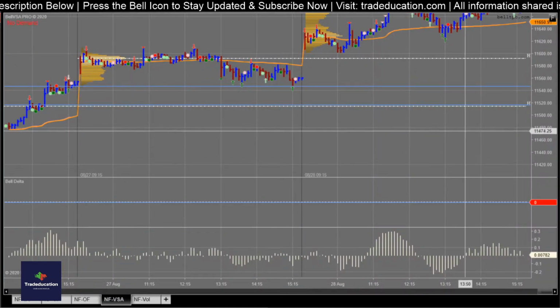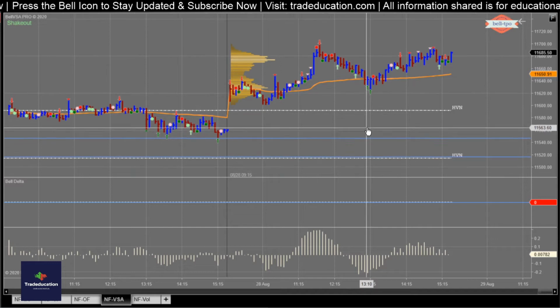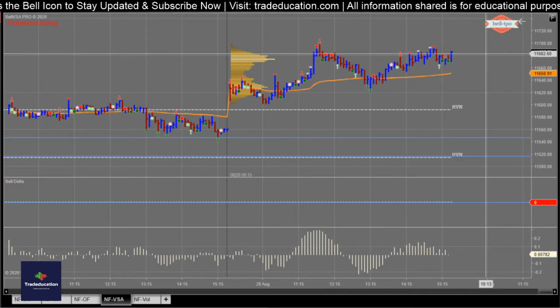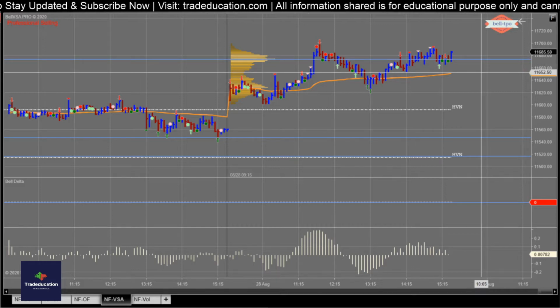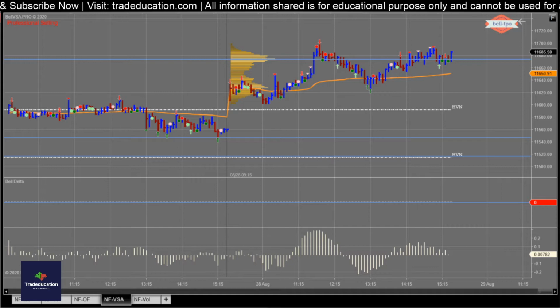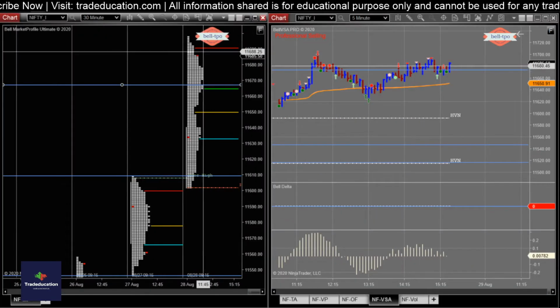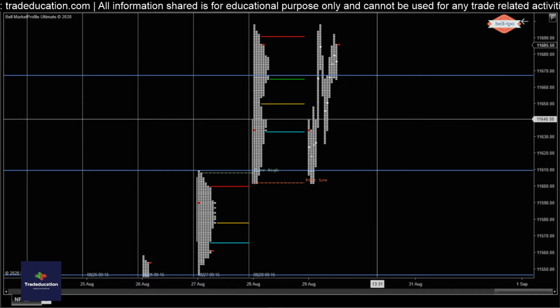Okay, let me jump to the VSA chart. From the VSA chart, there is a HVN here, so let me just tag the HVN here, and yeah, multiple HVNs at the lower edge. Okay, so let's now jump to the market profile chart and let's see what we are able to identify.